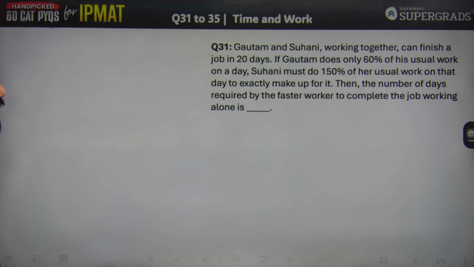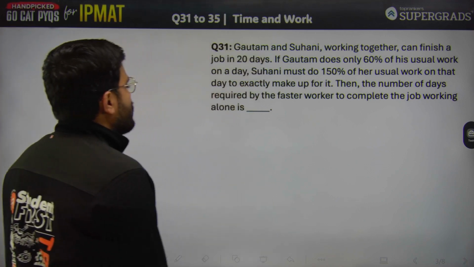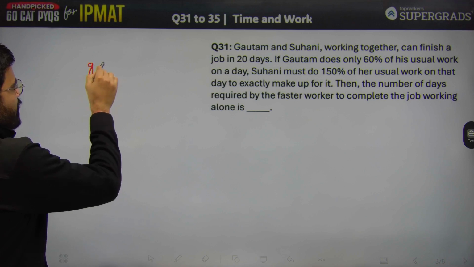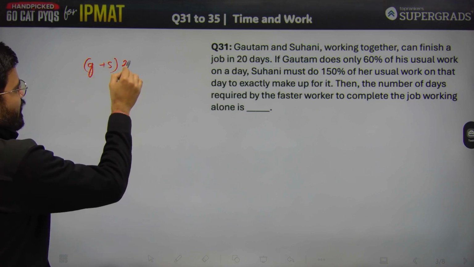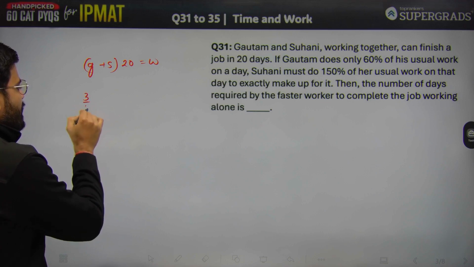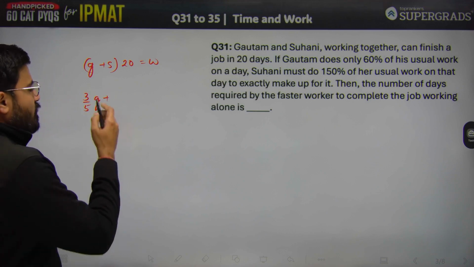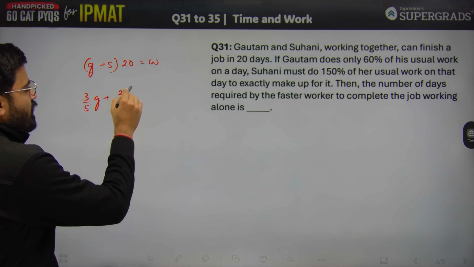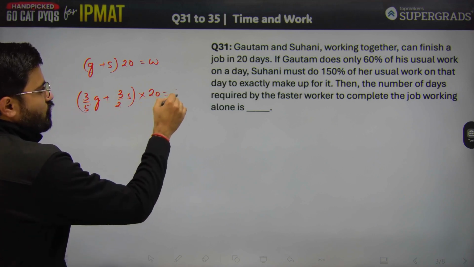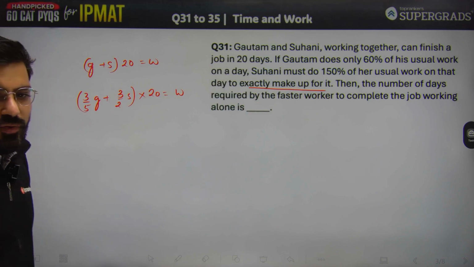Gautam and Suhani working together can finish a work in 20 days. If Gautam does only 60% of his usual work, we can write the equation. Let the efficiency of Gautam be G and Suhani be S. Working together for 20 days they can complete the work. If Gautam works at 60% of the efficiency, that is 3/5 of G, plus Suhani must work at 150%, that is 3/2 of S, multiplied by 20 again to complete the work. To make up for it means they plan to finish the work in 20 days.